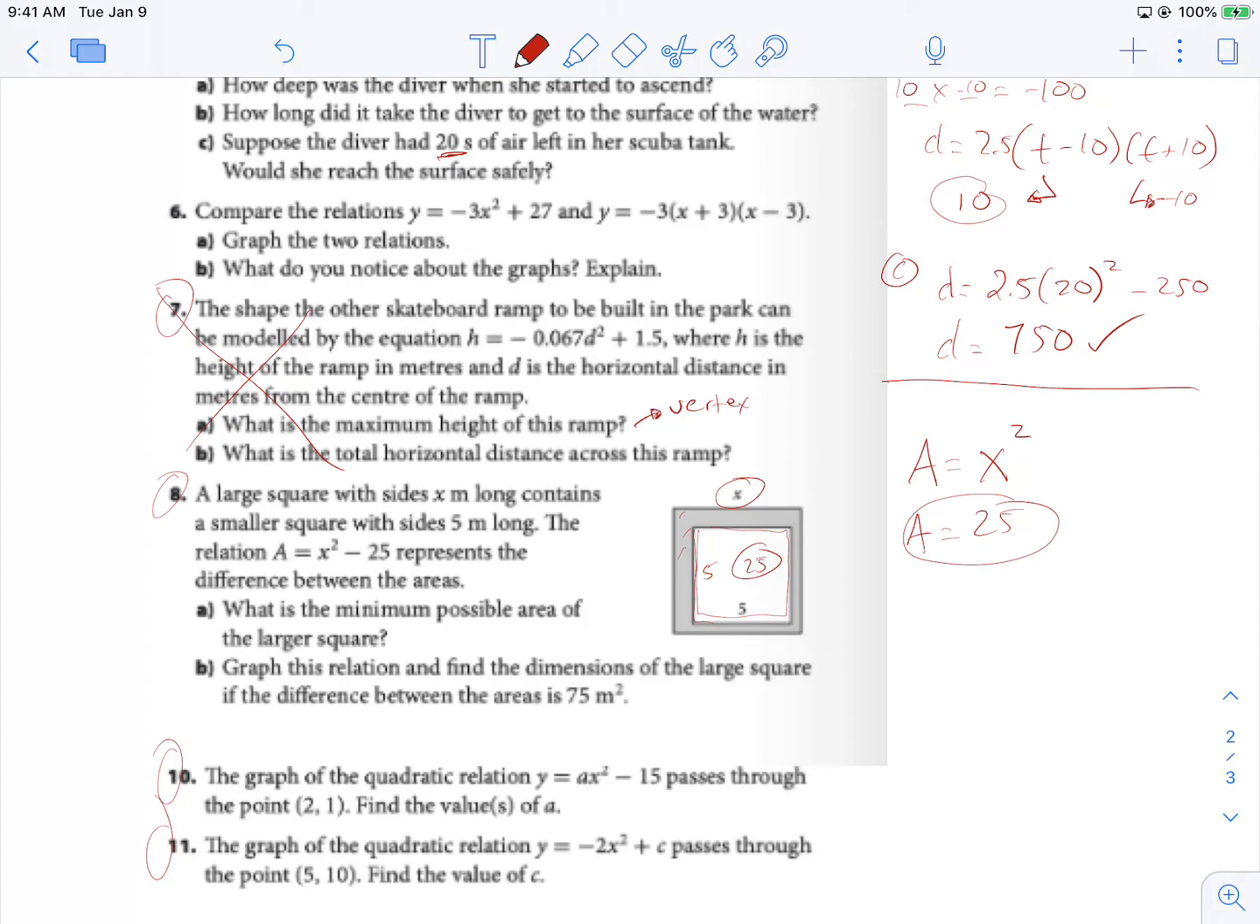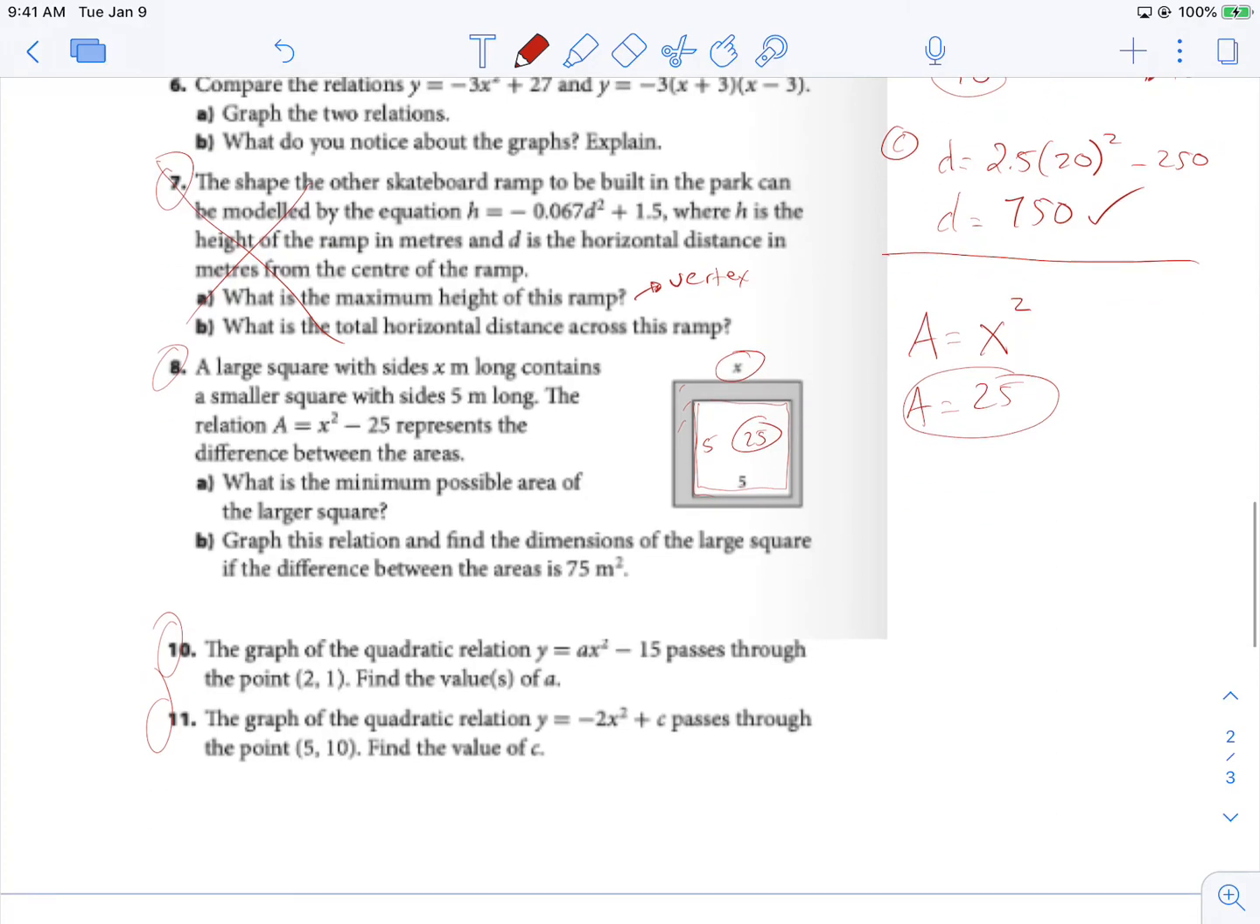So B, it says graph this relation and find the dimensions of the large square if the difference between the areas is 75 meters. So a couple ways we can do this. I think the easiest is probably to make a table of values, right? And we know the minimum that we can have for this side length here is 5. So we're definitely going to start our table of values at 5. So we'll put our x is going to be 5, 6, 7, and what is our area going to be?